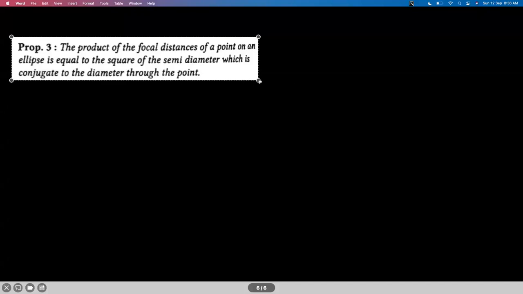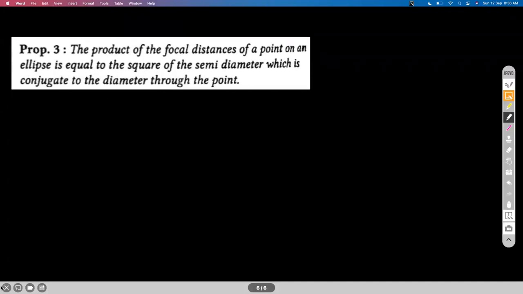Property number three. The product of the focal distances of a point on an ellipse is equal to the square of the semi-diameter, which is conjugate to the diameter through the point.